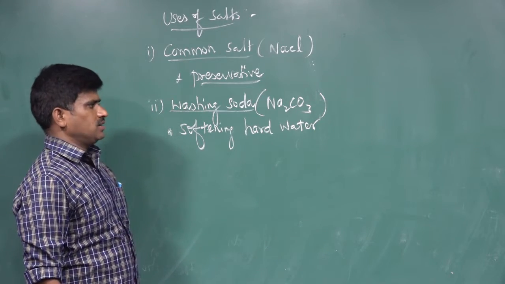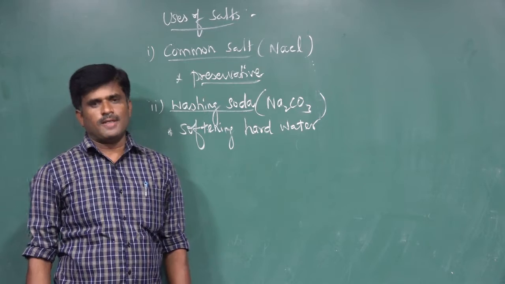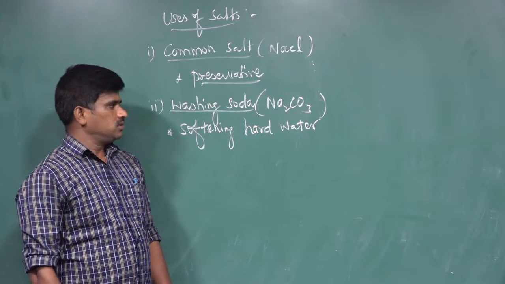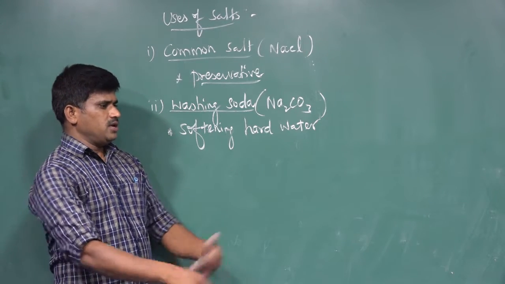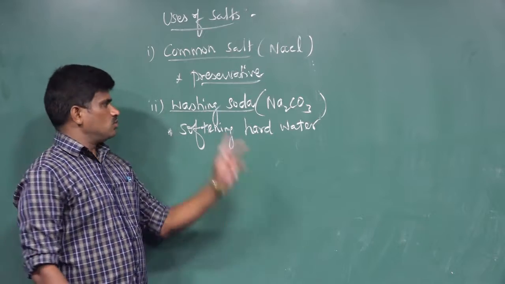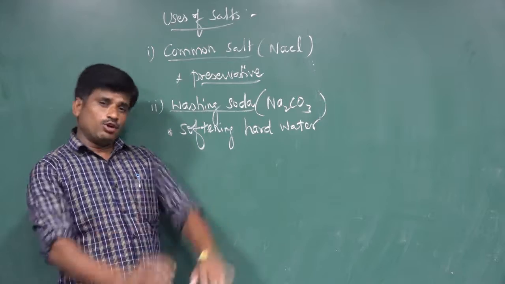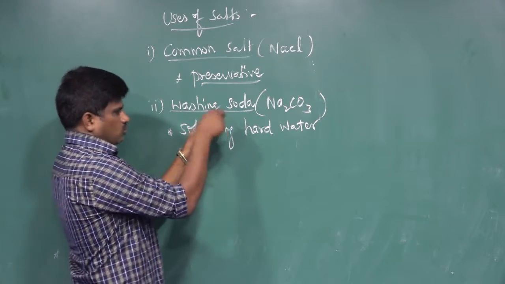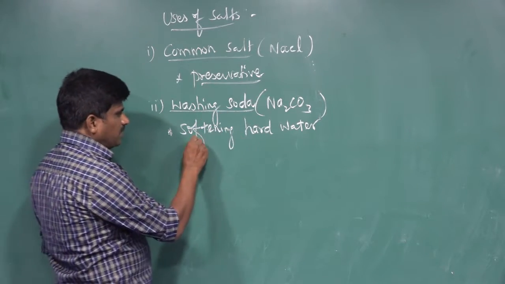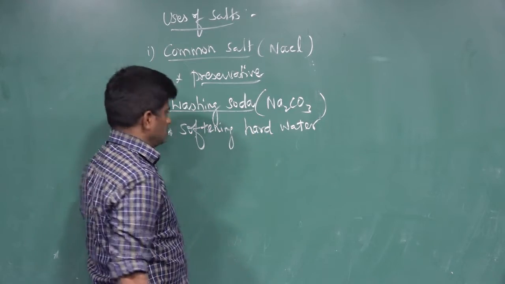Hard water is not useful for our domestic purposes. When we want to use soft water, we should add washing soda to it. It becomes soft and we can use it for our domestic purposes. For that, washing soda is used. This is the softening of water.